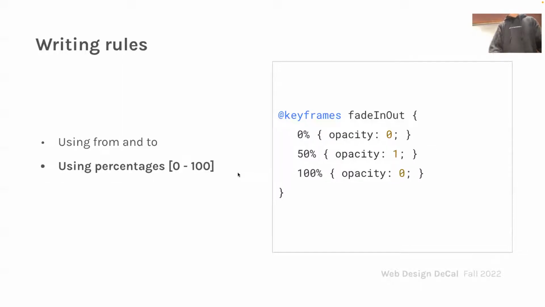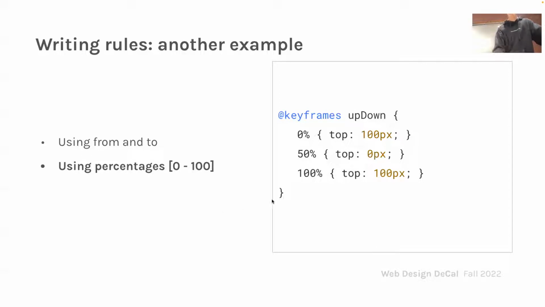But we can also use percentages. Think of it as at 0% completion, we have opacity 1. At 50%, halfway through the animation, it'll be fully visible. And then at 100%, it will disappear again. So that's another way you can describe it. You don't have to use 0, 50, and 100. You can use other numbers if you want, but this is pretty standard.